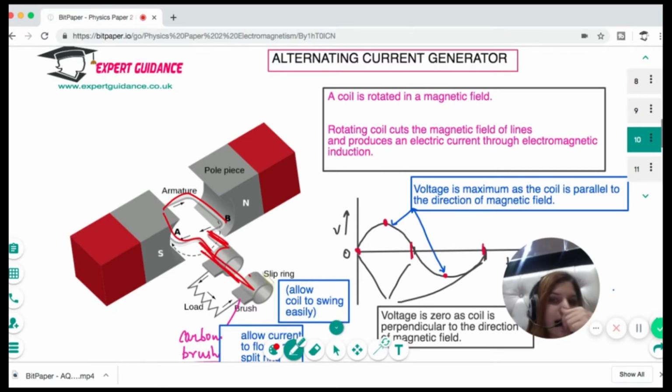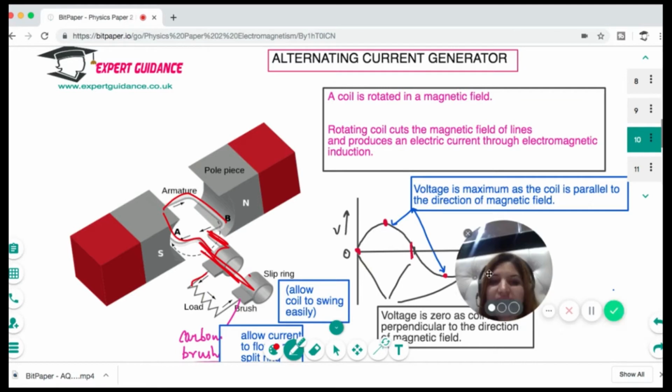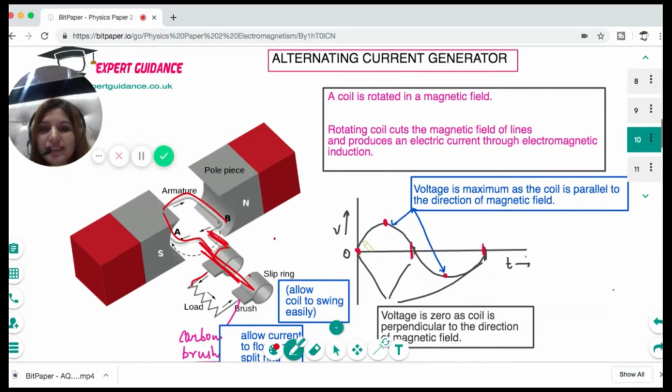Now, what will happen when this coil rotates, and the split ring will be rotating it? When this coil is rotating, it will cut the magnetic field lines and it will be generating an alternating current. So we will see a graph like this. We will see a high voltage, then voltage coming to zero, then a high voltage in the opposite direction, and the voltage coming to zero.